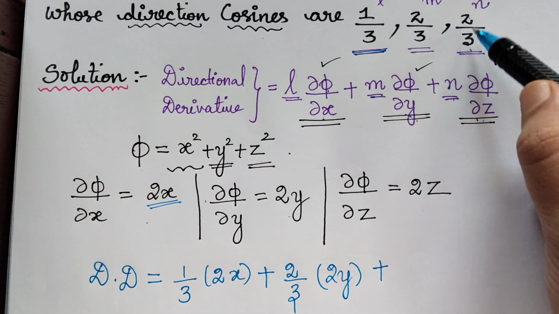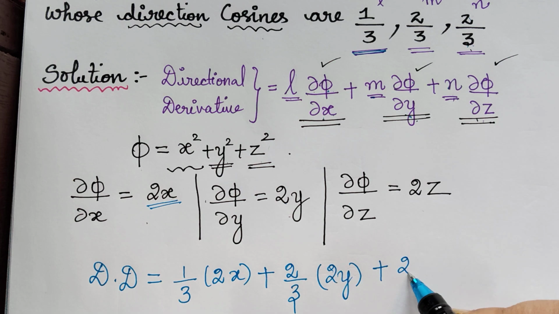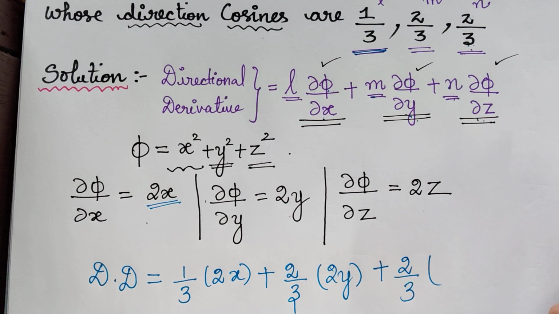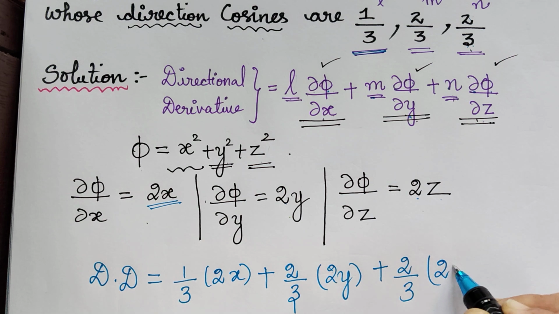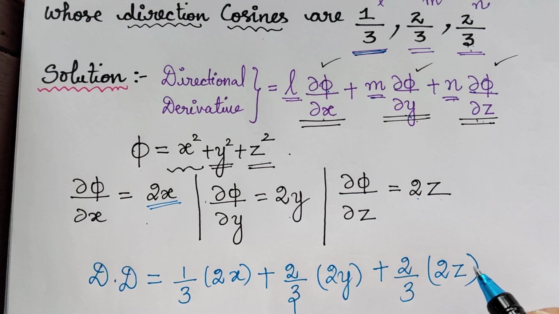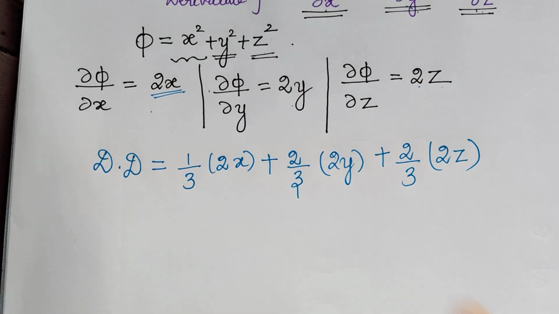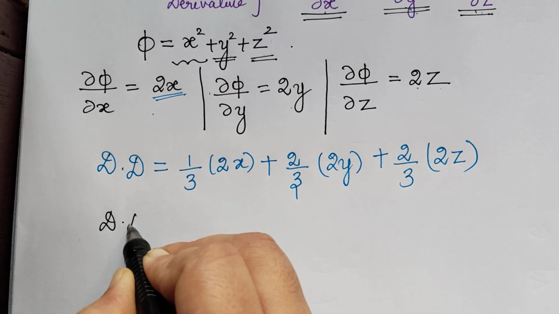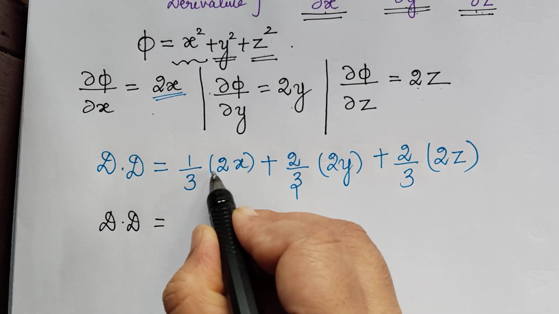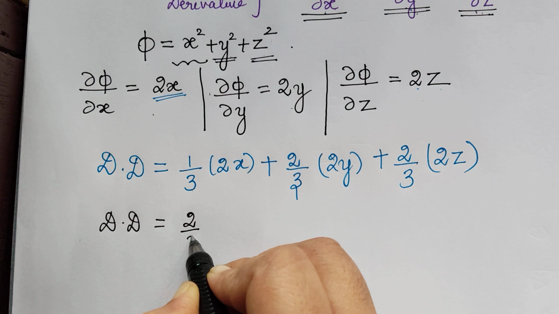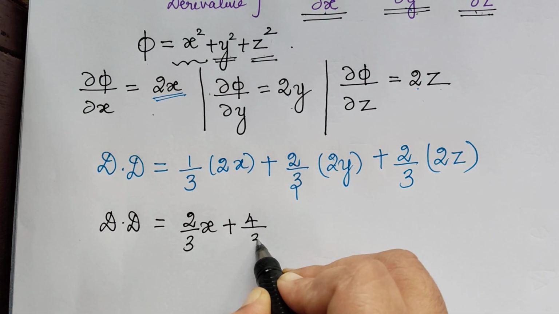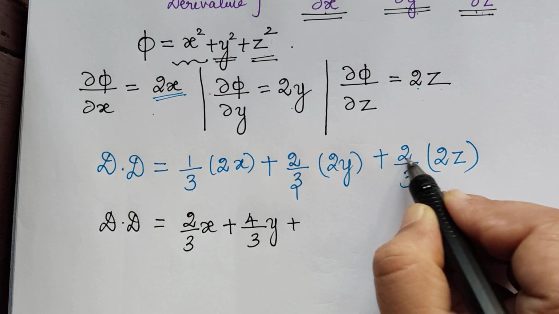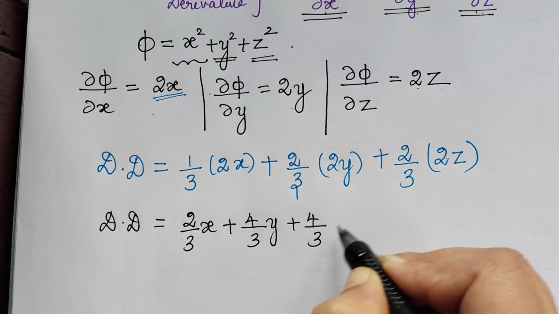n. What is the value of n? It is 2 by 3. So 2 divided by 3 multiplied with ∂φ/∂z, which is 2z. So we have to substitute 2z over here. Therefore, we obtain the directional derivative as 2 by 3 x plus 4 by 3 y, plus here also it is 4 by 3 z.